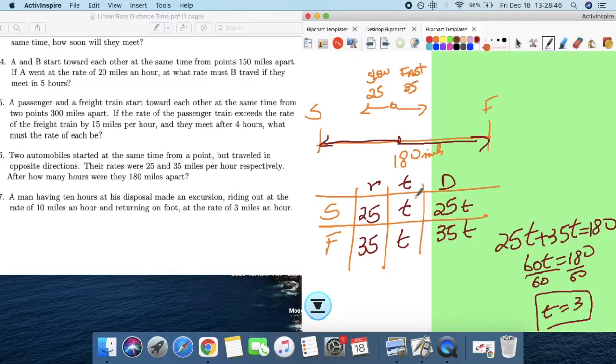To confirm, so I know t equals 3. I can now go back to my distance column and substitute. So 25 times 3, 75. So that train travels 75 miles. 35 times 3, over here, gives me 105. And guess what? Those two do add up to 180, which is how far they were.